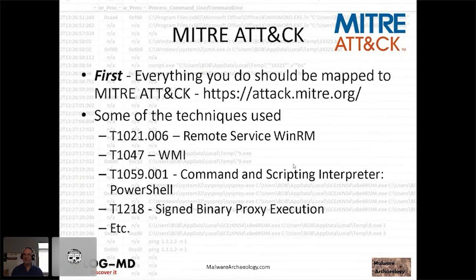Remote services, WinRM; T1047, WMI; T1059.001, command and scripting interpreter, in this case PowerShell; T1218, signed binary proxy execution, aka LOLBins, LOLBAS, et cetera, right? So you can map to say, do my tools detect this, or have I enabled these logs? Can I see them? Or have I forwarded these to the SIEM? And it can really help you develop a roadmap of the technical controls that you can improve upon.